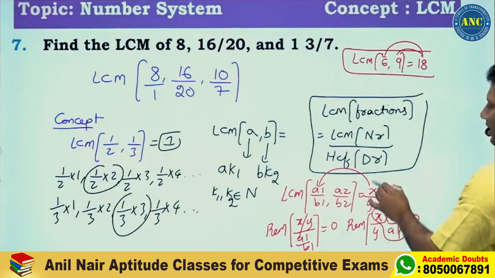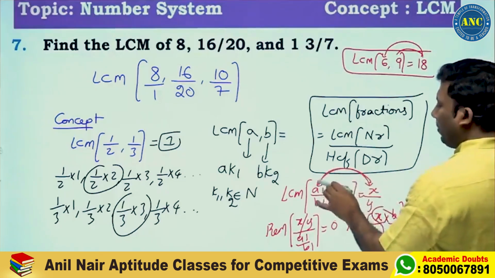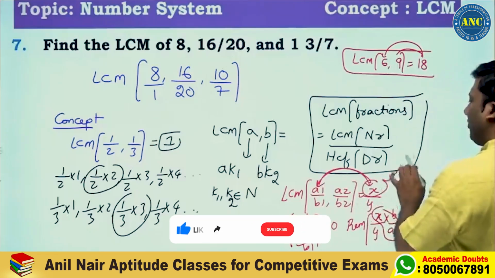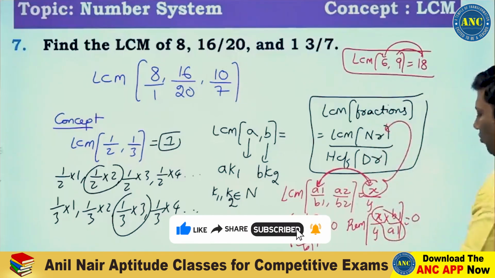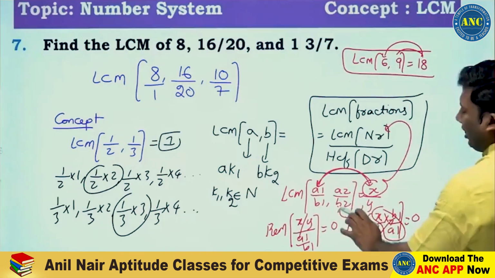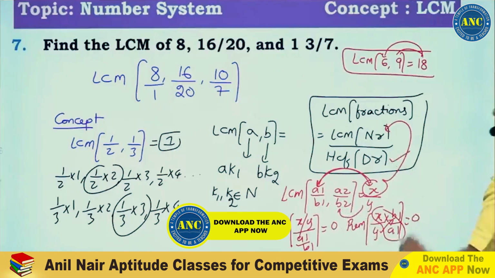What is X here? X should be a multiple of A1. Multiple means it will come in LCM. Y should be a factor of B1. Factor is coming in the denominator. Factor means it is HCF.